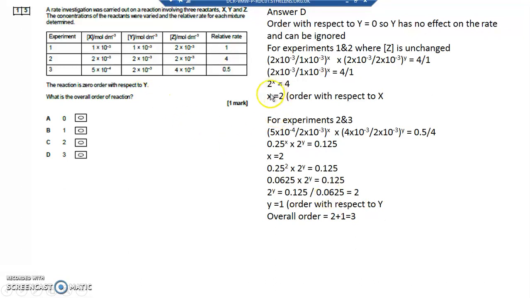So we've got order with respect to x is a 2. Order with respect to y is a 0. We told that in the question. Order with respect to z, that should say. Order with respect to z is a 1. And 2 add 1 is 3. So your answer is D.